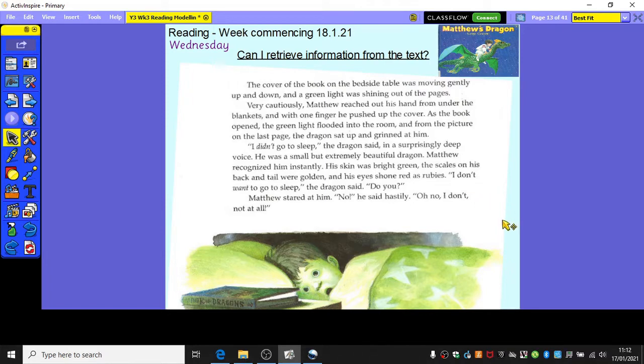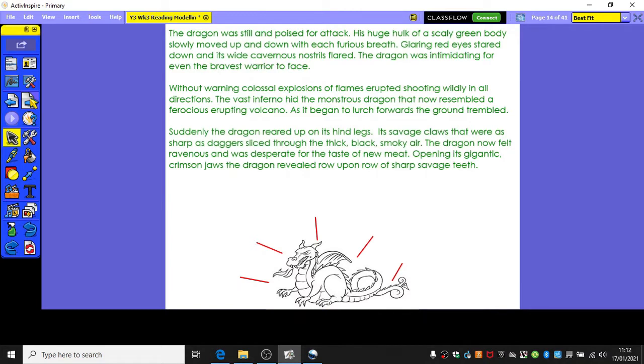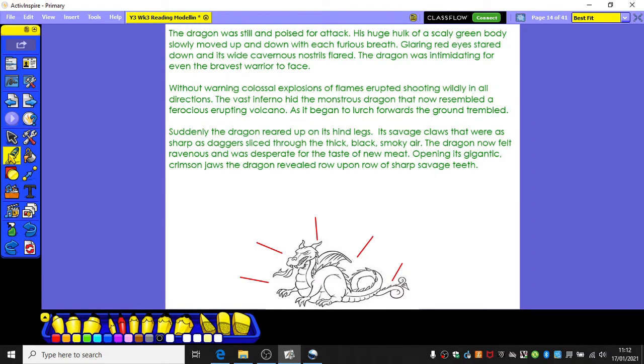Okay, so let's have a look at the text then. I'm going to look at this text here, which is another dragon text, and I'm going to model selecting the information from that to tell us about what the dragon is like. So, reading the first paragraph through: the dragon was still and poised for attack. His huge hulk of a scaly green body slowly moved up and down with each furious breath. Glaring red eyes stared down, and its wide cavernous nostrils flared. The dragon was intimidating for even the bravest warrior to face.